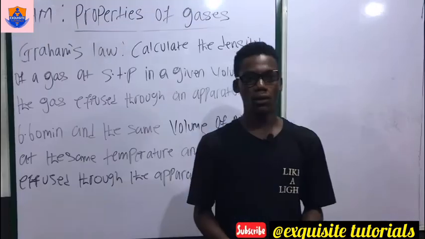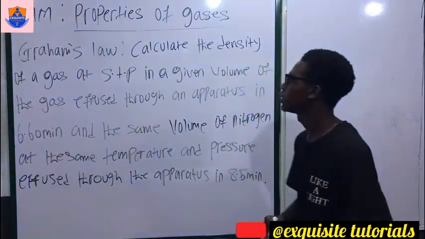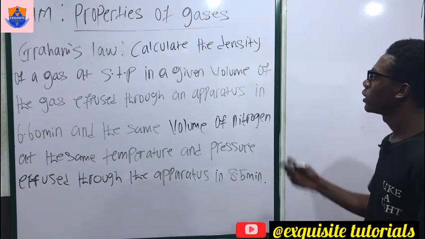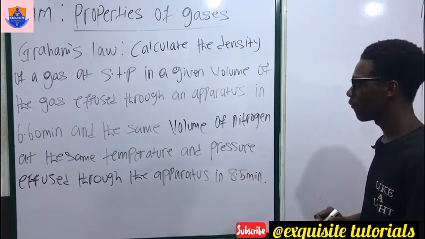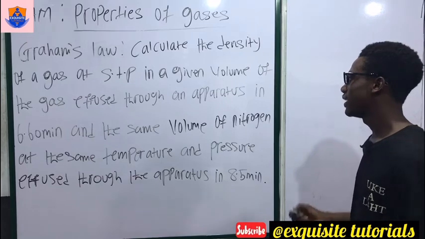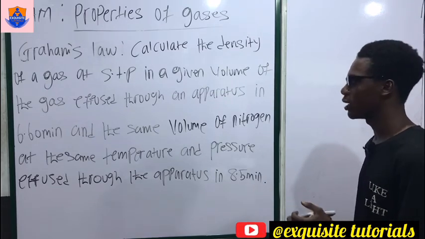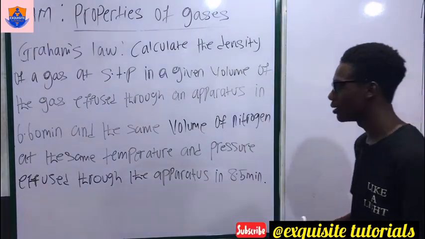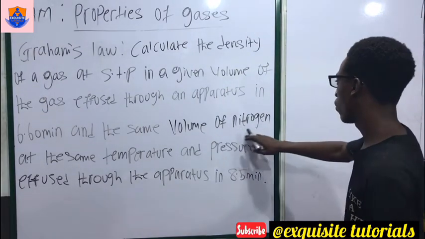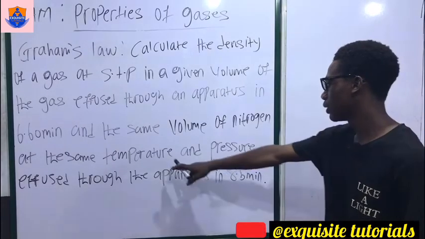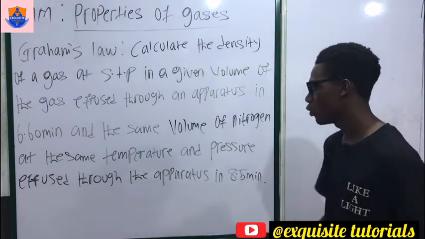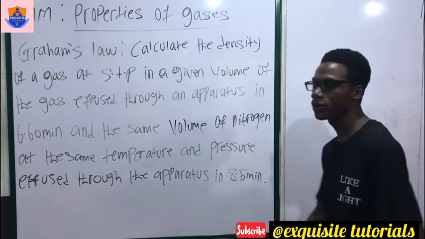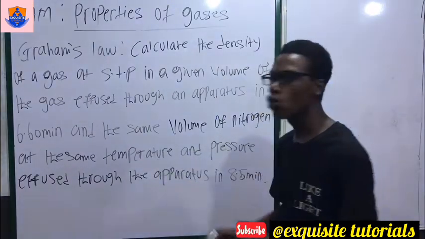So thank you. All right, let's take a look at this question under Graham's law. It says calculate the density of a gas at STP in a given volume of the gas effused through an apparatus in 6.60 minutes, and the same volume of nitrogen at the same temperature and pressure effused through the apparatus in 8.5 minutes. Now they said the volumes are equal.